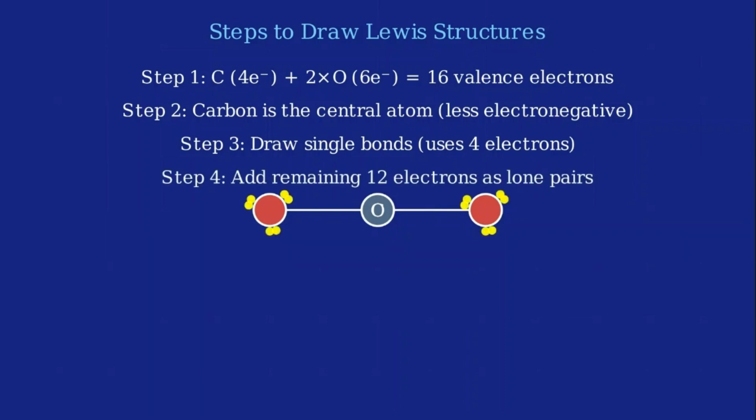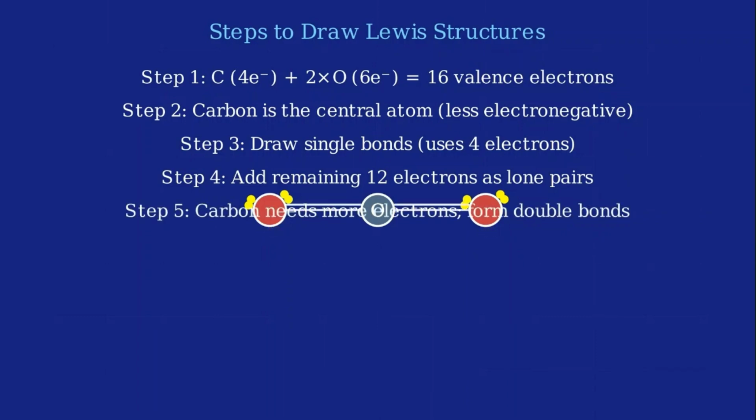We distribute them as lone pairs, placing 3 pairs on each oxygen atom. However, carbon only has 4 electrons, not the 8 it needs for an octet. We convert 2 lone pairs from the oxygens into double bonds with carbon. The final Lewis structure for carbon dioxide shows carbon double bonded to each oxygen atom, with 2 lone pairs remaining on each oxygen.